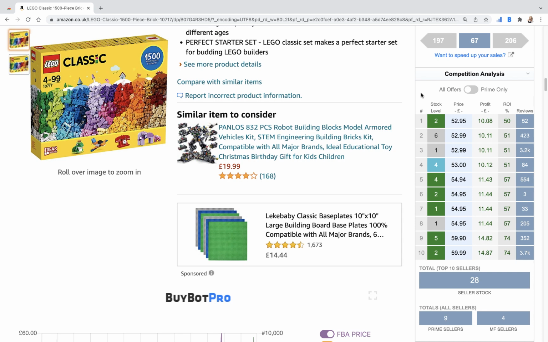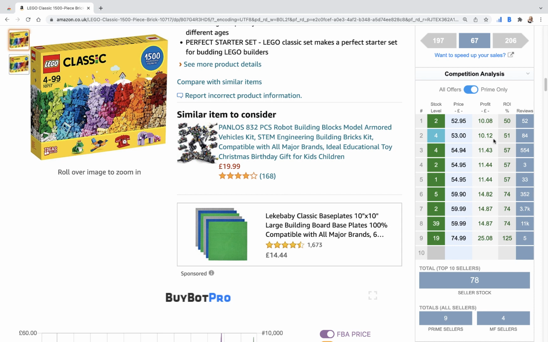So let's say your boss is an FBA seller. You can see here you've got a little toggle where you can look at prime only. Obviously FBA is prime. So if you toggle that on, you can see that there are 9 prime sellers, and here they are. These are the 9 prime sellers.